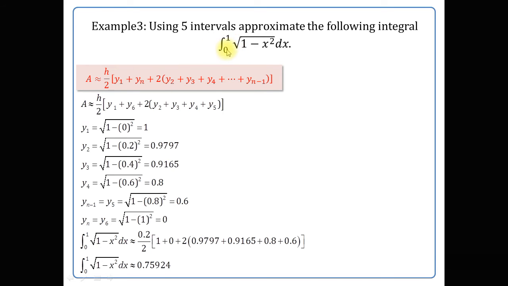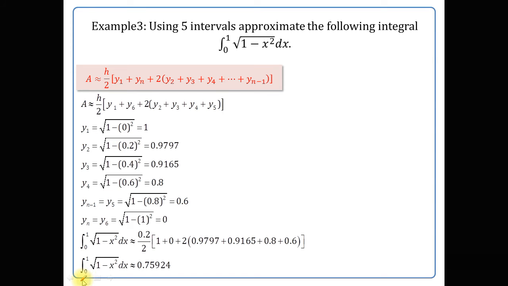So first of all, since we are using 5 intervals, the number n is equal to 5. So b minus a divided by n: 1 minus 0 divided by 5 means 1 over 5. So the step size is 1 over 5. The first value is 0. Now putting x is equal to 0 in the given function, you will obtain the value of the function as 1.